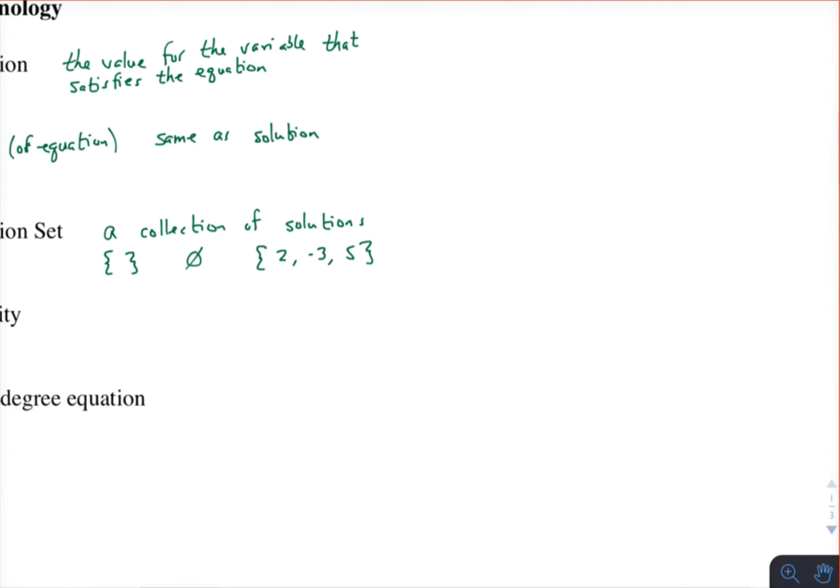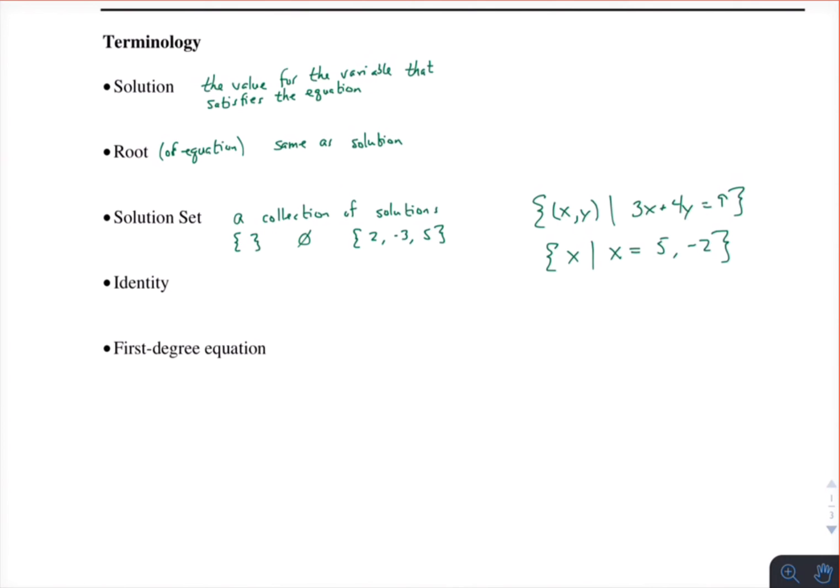We sometimes have infinitely many solutions where we might say that we have ordered pair xy such that 3x plus 4y equals 9. You may also see x such that x equals 5 and -2. So there's different ways to write a solution set. And you'll familiarize yourself with all of these as we move forward.